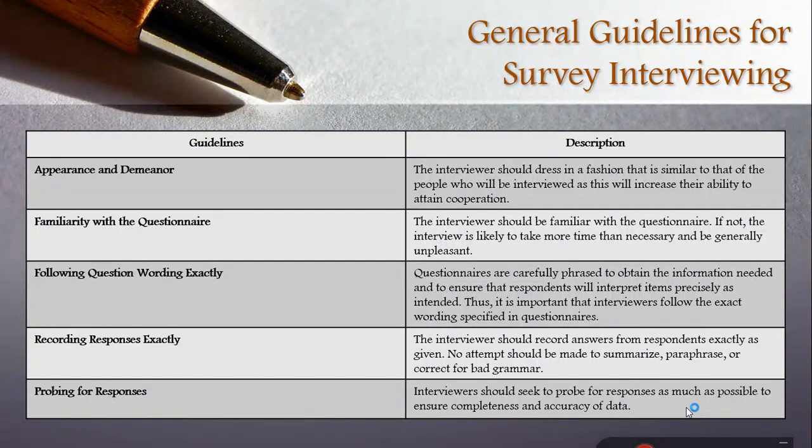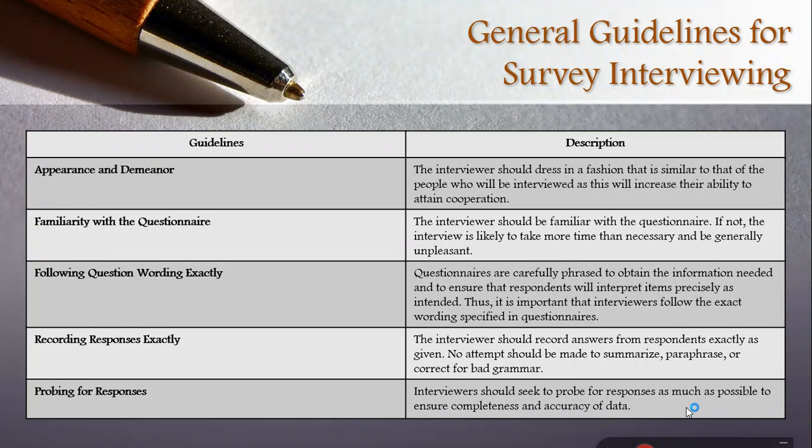This will allow for interviewees to feel more comfortable, and also it will promote attaining a greater sense of cooperation from interviewees as well. In terms of familiarity with the questionnaire, it's important that the interviewer be familiar with the survey tool that they are utilizing. If not, the interview is likely to take way more time than is actually necessary and may just be generally unpleasant for both the interviewee and the interviewer.